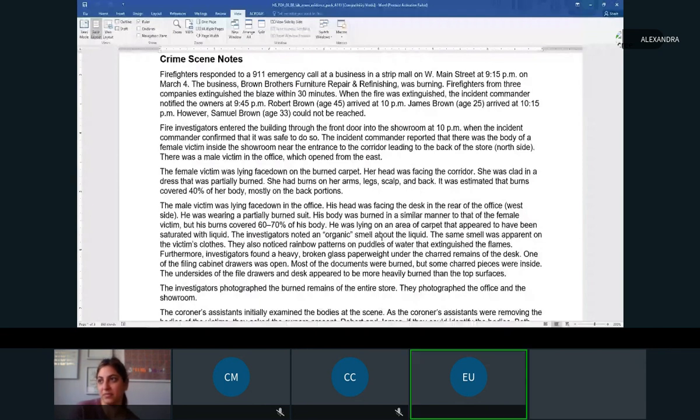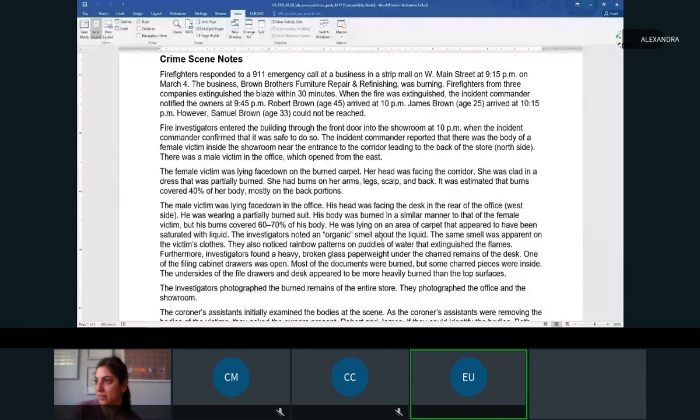The male victim was lying face down in the office. His head was facing the desk in the rear of the office, west side. He was wearing a partially burned suit. His body was burned in a similar manner to that of the female victim, but his burns covered 60 to 70% of his body. He was lying on an area of carpet that appeared to have been saturated with liquid.